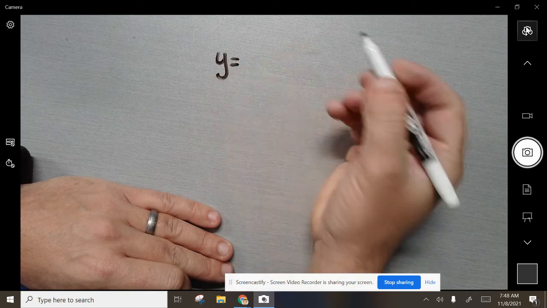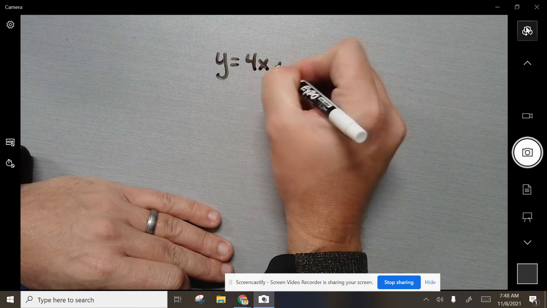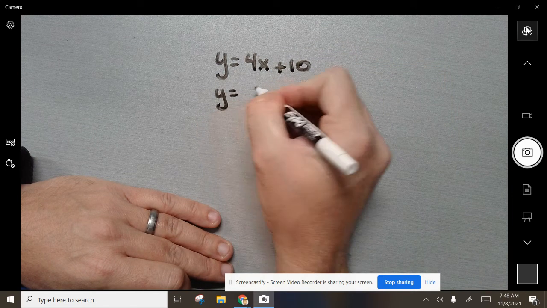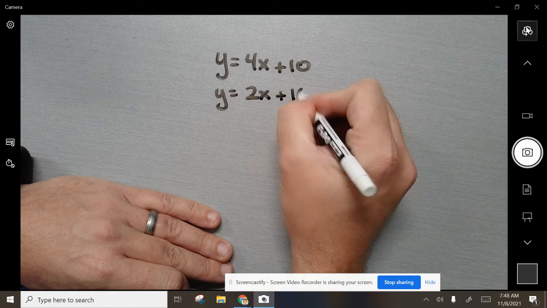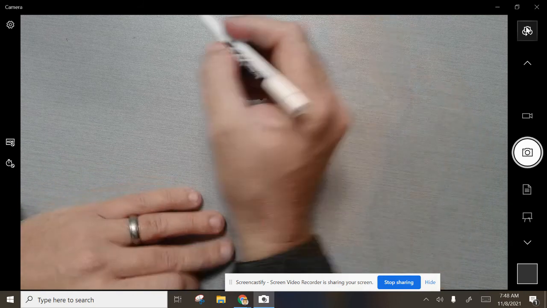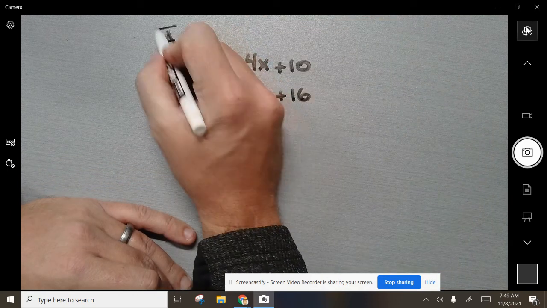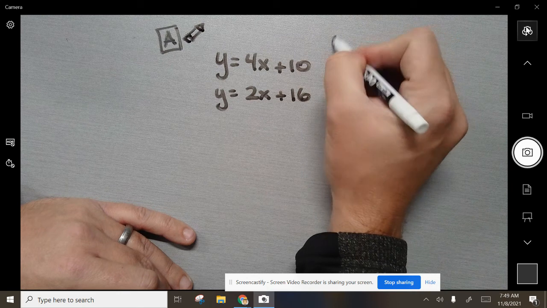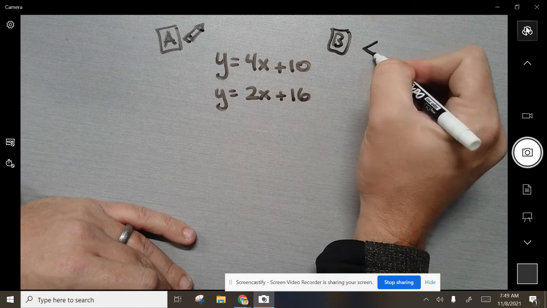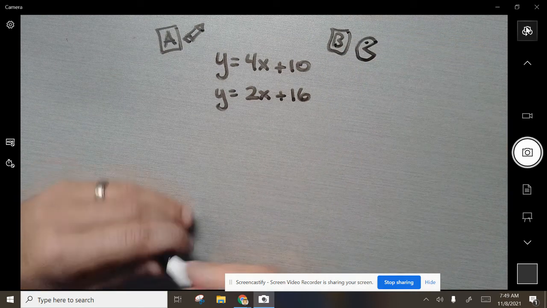y equals 4x plus 10. y equals 2x plus 16. All right, A writes with the pencil, and B's talking. Go now.